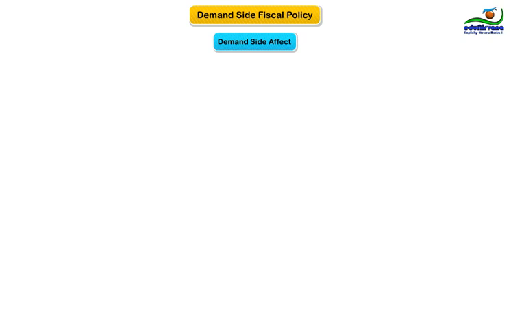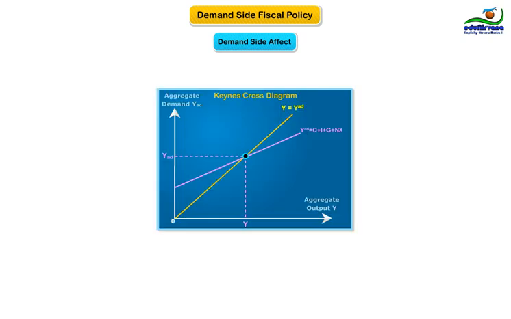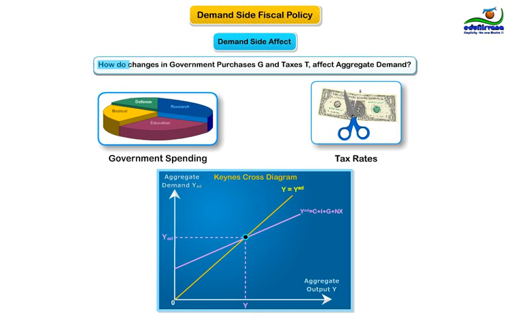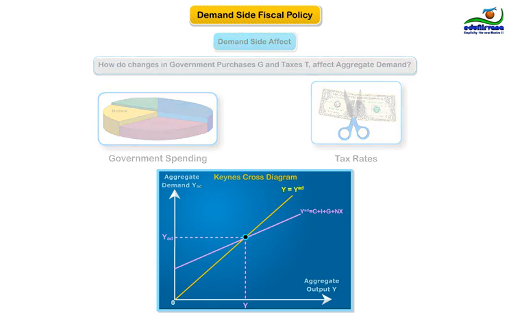Demand side fiscal policy is about manipulating the AD curve in order to boost demand. As we know, Mr. Government has two basic tools to control the economy, that is, government spending and tax rates. Let's see how changes in government purchases, that is G, and taxes, that is T, affect aggregate demand.